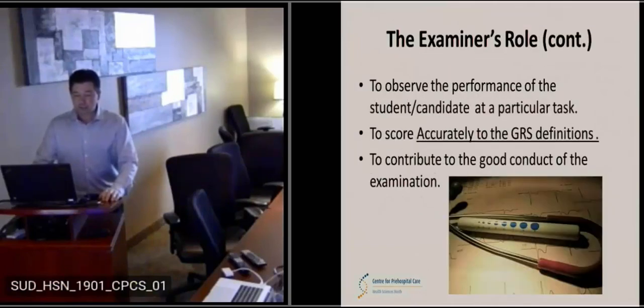The examiner's role also consists of observing the performance of the student or candidate at a particular task. So again, if your particular task is supraglottic airway insertion, they will be critiquing that particular procedural skill or task. The examiner also will score accurately to the global rating scale definition and contribute to the good conduct of the examination.